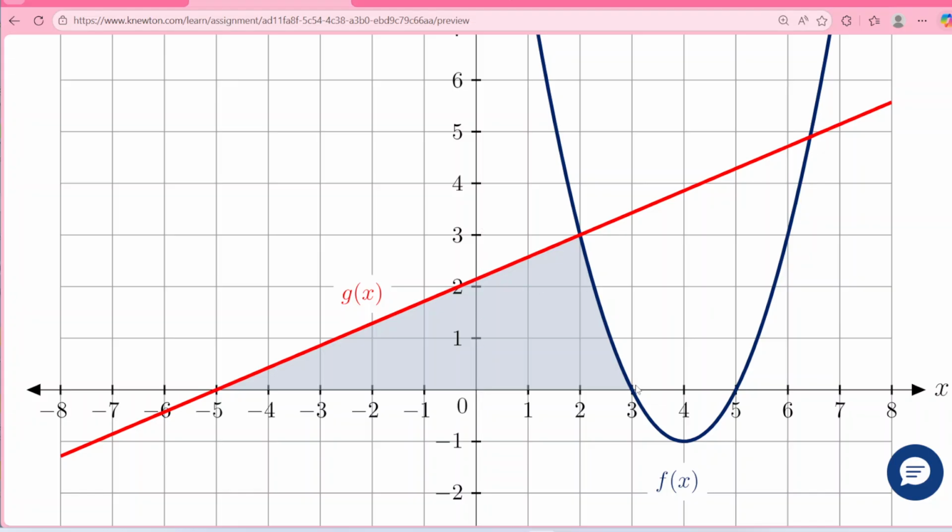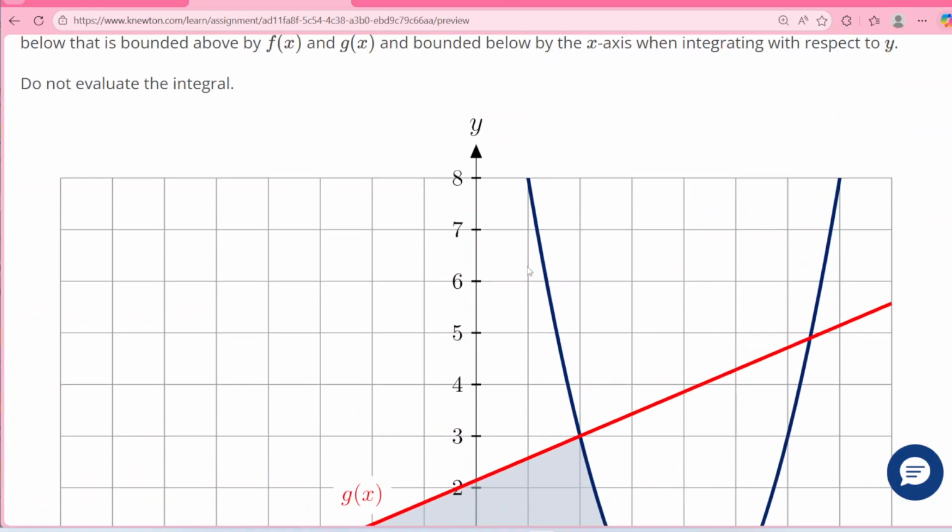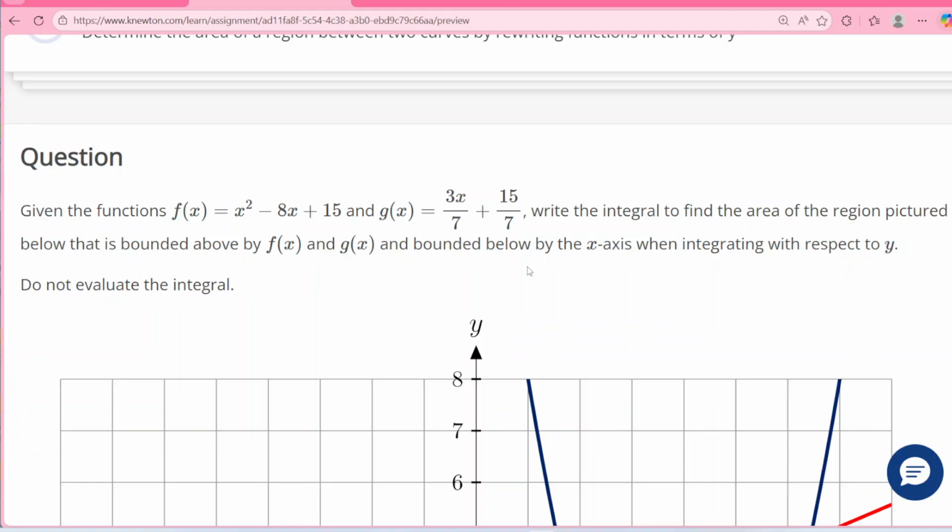Now I just need to figure out the x-coordinate on this right curve in terms of y, and then subtract the x-coordinate on the left curve in terms of y. So we've got to get these things in terms of y. Now it says do not evaluate the integral. Wow. All right. So here are the functions we're given.